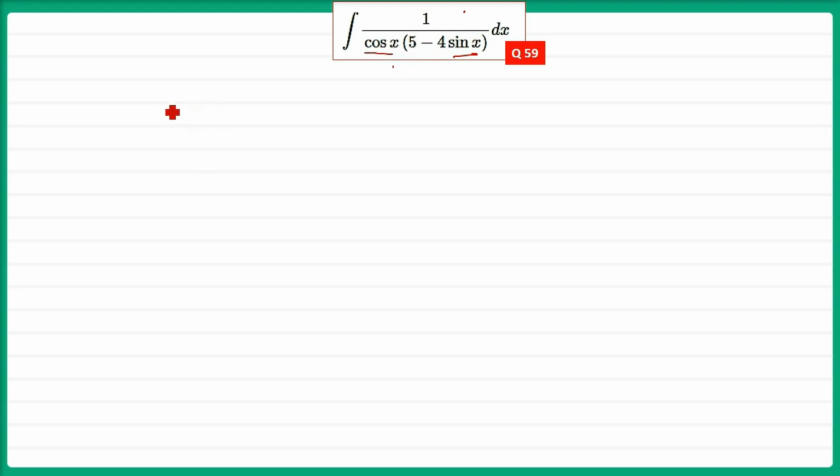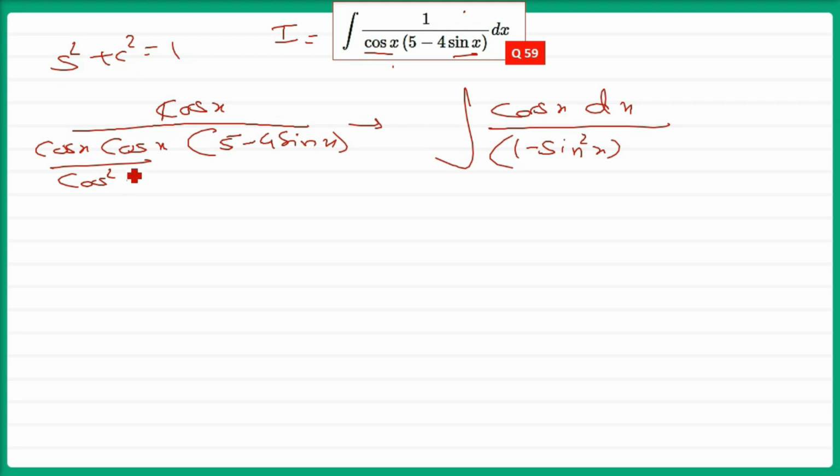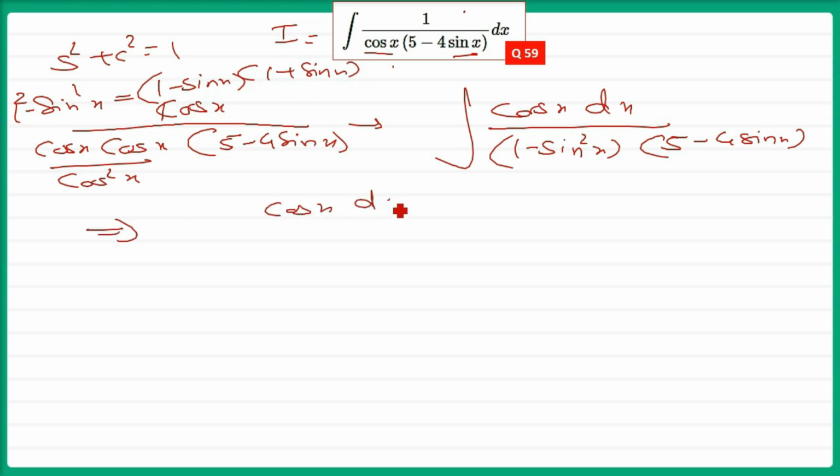We know that sin square plus cos square equals 1. So this is 1 divided by cos x, and this is 5 minus 4 sin x. Now multiply numerator and denominator by cos x. So this is cos x dx, and in the denominator you have cos x into cos x, that becomes cos square x, and cos square x is simply 1 minus sin square x, because sin square x plus cos square x equals 1. And then we have 5 minus 4 sin x. 1 square minus sin square x is a square minus b square, a minus b into a plus b. So 1 minus sin x into 1 plus sin x you can write. So this will be cos x dx divided by 1 minus sin x into 1 plus sin x, and then we have 5 minus 4 sin x.